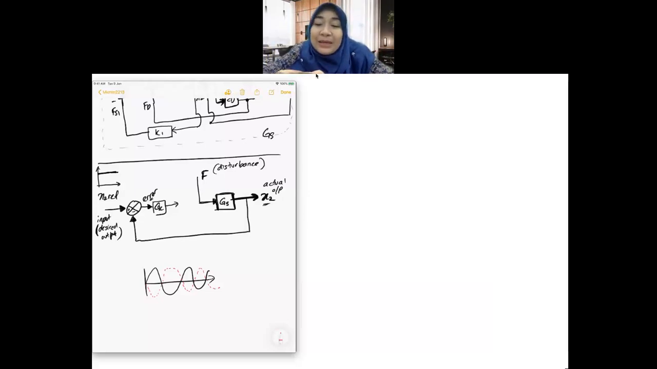Okay, so let's say the red color is coming from the actuator of your suspension system. Then this F is now known as your disturbance. Okay, so this is the whole idea. This is the idea of cancelling the forces. So how to do that on your block diagram?